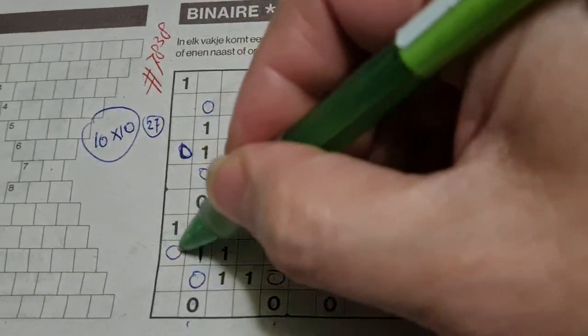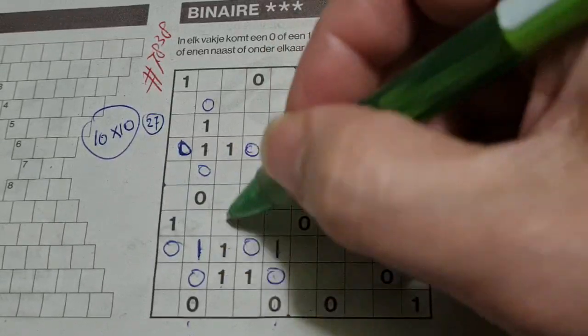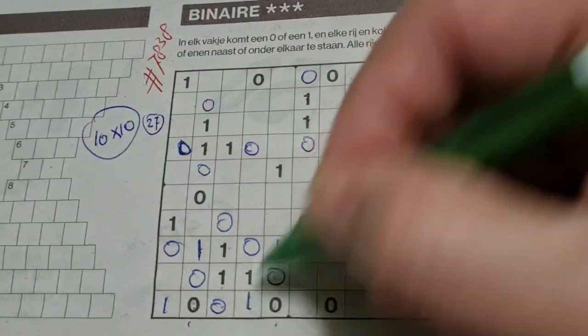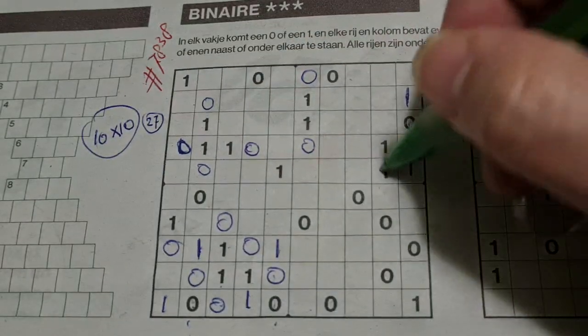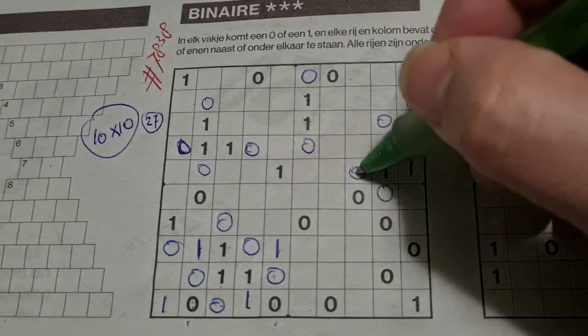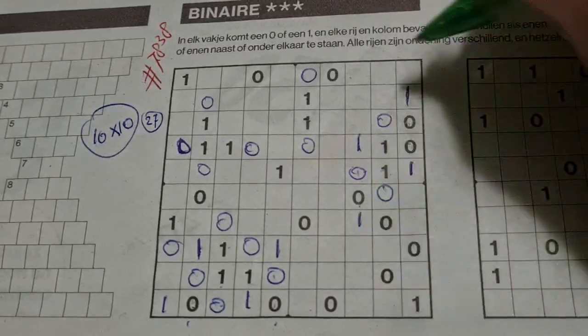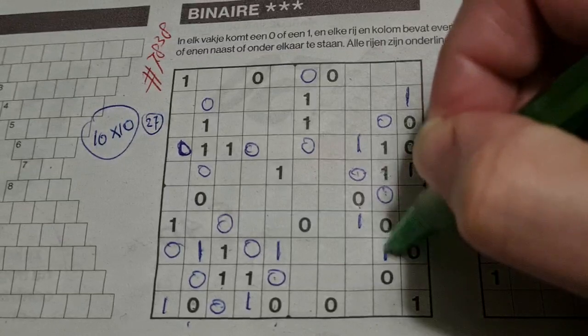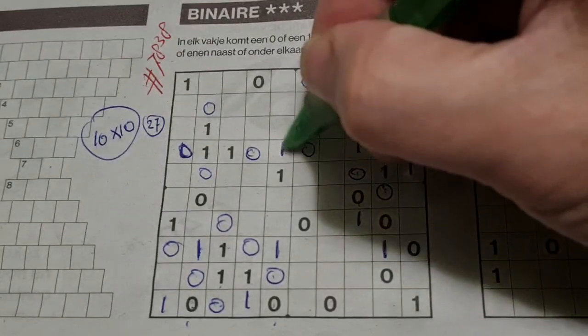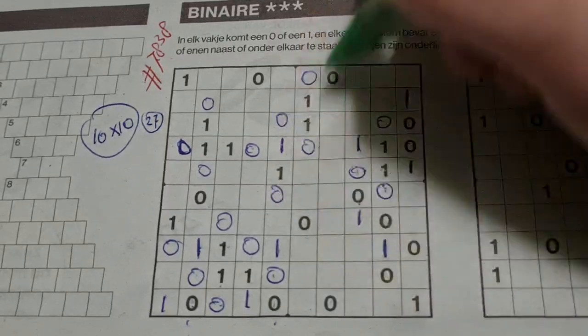Double ones, here no, there no. Double ones, here no, there no. Double 0s, here one, there one. Double ones, here no, there no. Double ones, here no, there no. Double 0s, here one, there one. Double 0s, here one, there one. Between two 0s comes a one. Double one, here no, there no.